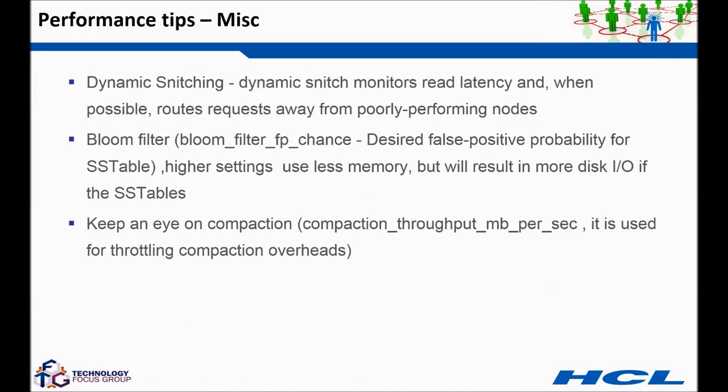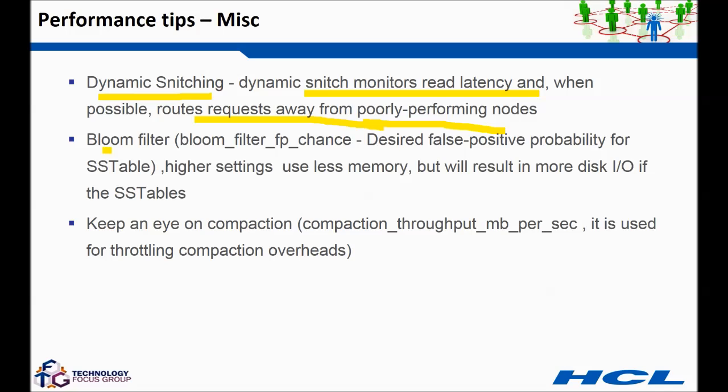The next set of settings are a mix of different categories. One is related to snitching. If you use dynamic snitching, it will automatically judge which nodes are not up to the mark, which are poorly performing nodes, and it will route requests away from them to better performing nodes. The dynamic snitch monitors read latency and, when possible, routes requests away from poorly performing nodes. So always prefer to use dynamic snitching in your application.